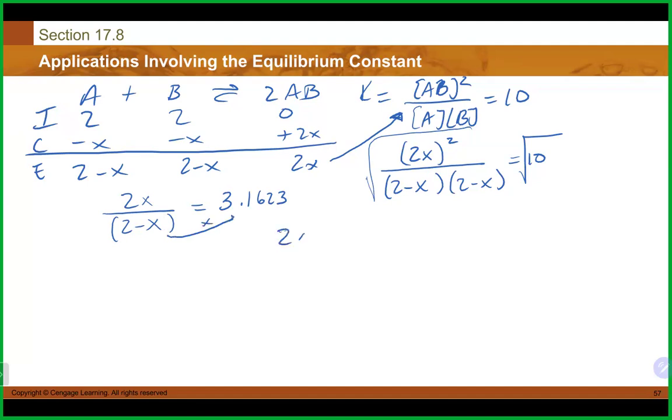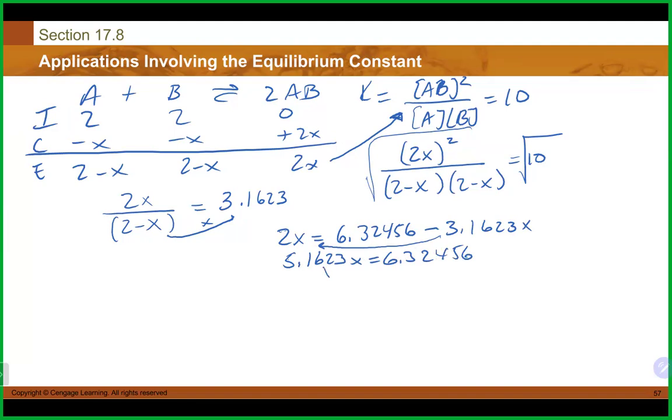That's going to give us 2x is equal to 6.32456 minus 3.1623x. Bring in all of our x's to the same side. So I'm going to add that to the other side. That's going to give me 5.1623x equals 6.32456. Dividing now. I can see how bad I did here with my made up numbers. Going to give me an x value here of 1.23.